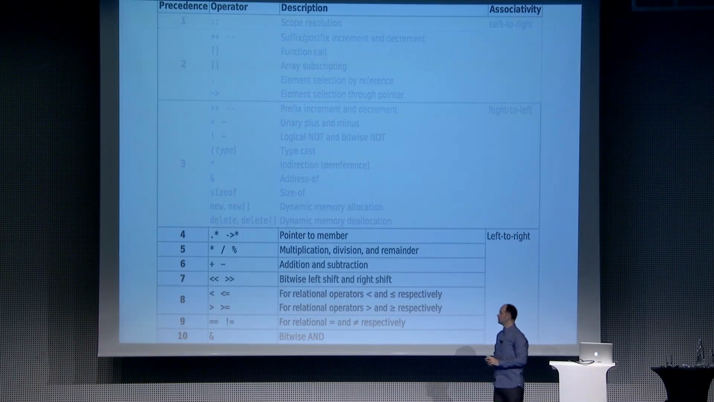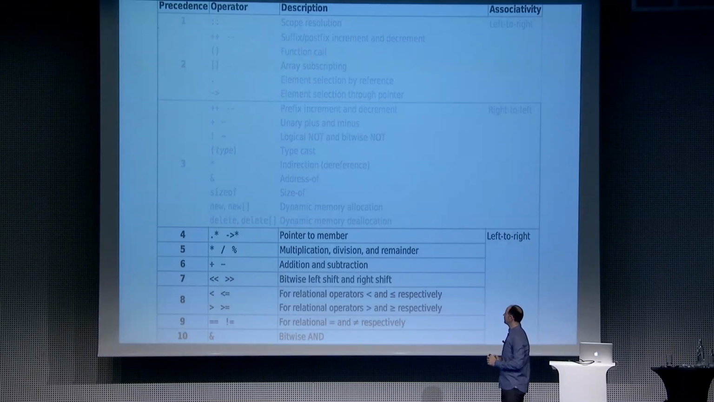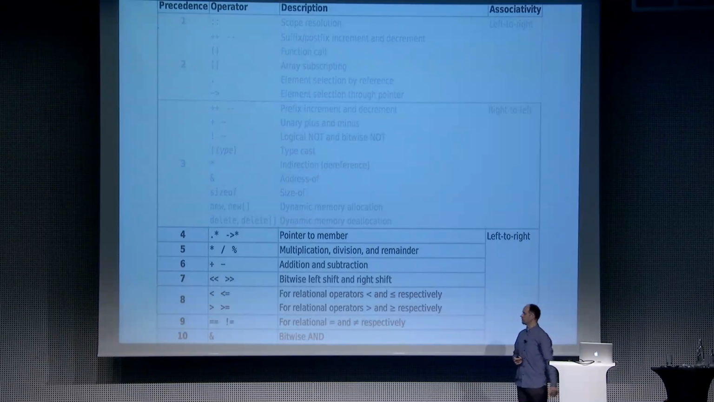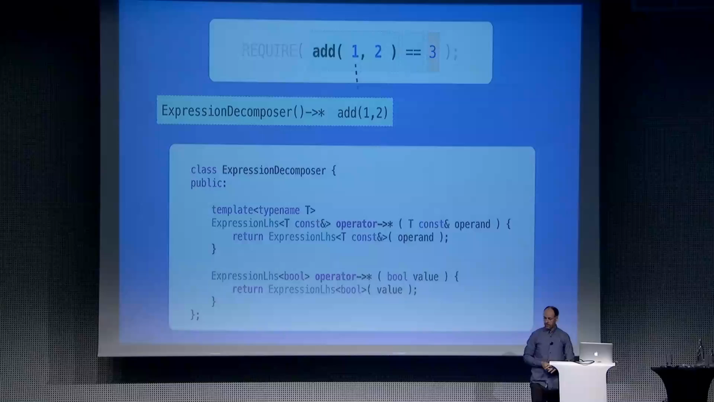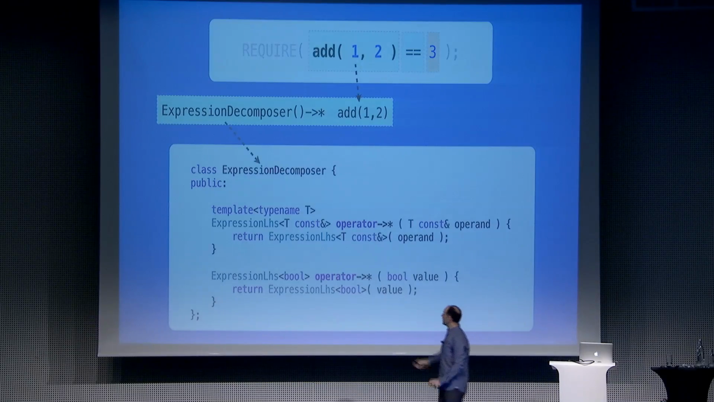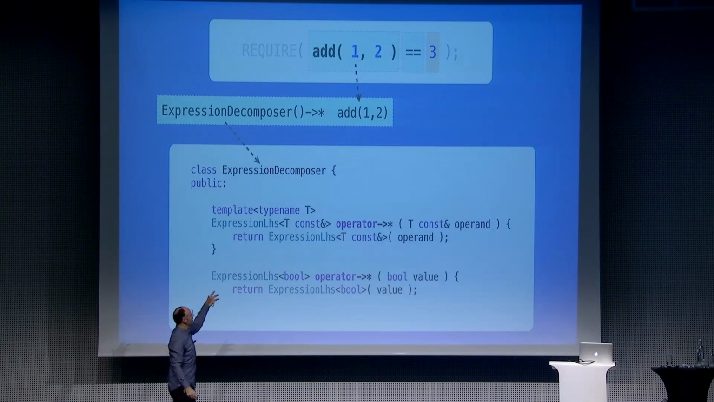Then we get down to pointer to member. It's a binary operator. It's left to right. Doesn't have anything on the right-hand side. And it's higher precedence than the comparison operators. So that's what I decided to use. In fact, the arrow star operator specifically. We plug that in. We introduce this expression decomposer, which will create an object for us to start grabbing things. And then we have an overloaded arrow star operator, which will then consume the rest of it. I have to have this Boolean overload as well for some reason.